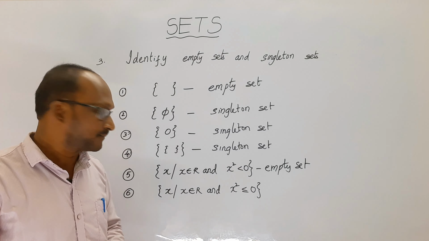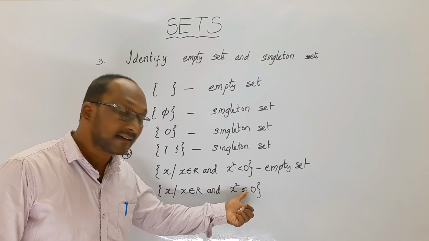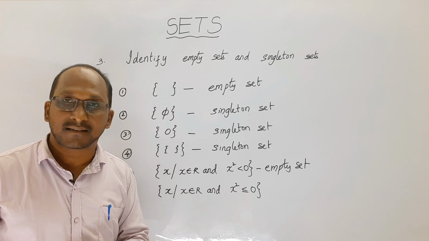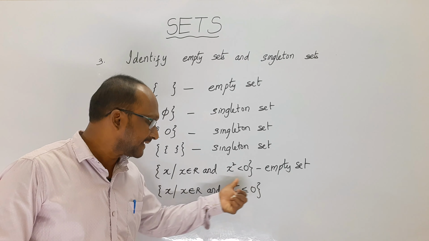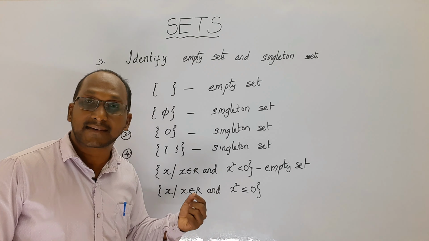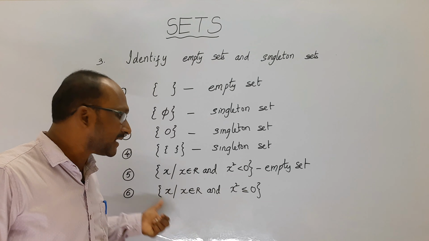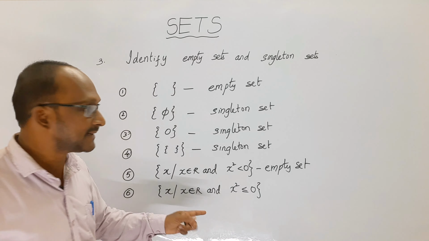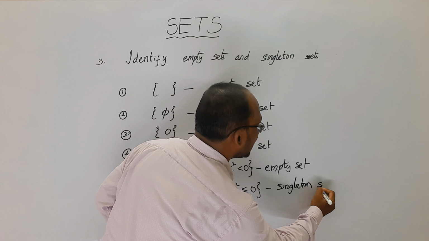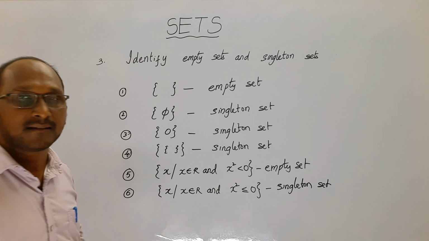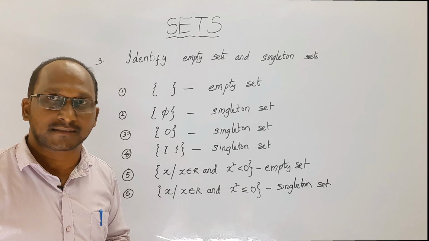Come to the last one. This is the set of all the real numbers whose square is less than or equal to 0. But we know that the square of the real number 0 is 0 itself. That's why this equation can be satisfied by the real number 0. So it is the set with only one element, 0. That's why it is a singleton set. So like this we can decide whether the given set is an empty set or a singleton set.